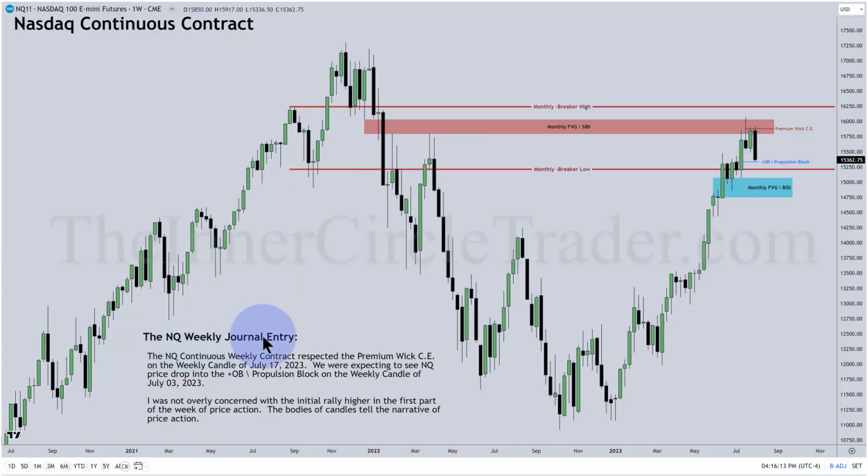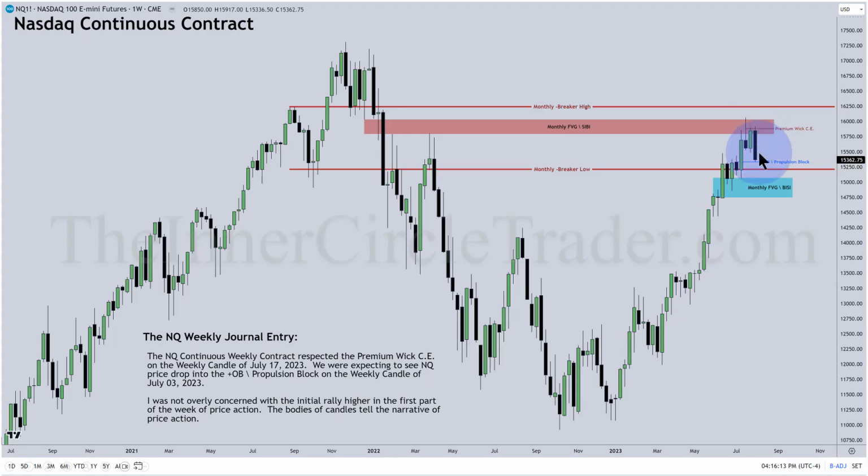The NQ weekly journal entry. The NQ continuous weekly chart respected the premium wick consequent encroachment on the weekly candle of July 17th, 2023. That's this candle here. That's the consequent encroachment, or the midpoint of that wick, and we're seeing it respected here. So this is last week's trading. It opened, traded up into it, we wicked through, took out the previous weekly high, but the bodies are staying below the consequent encroachment of that wick.